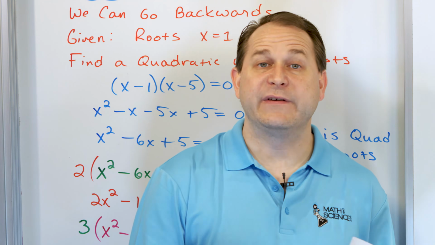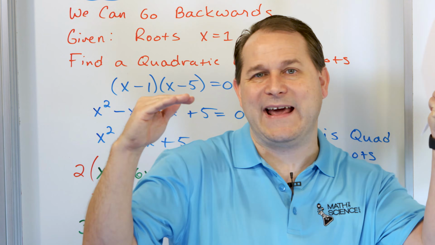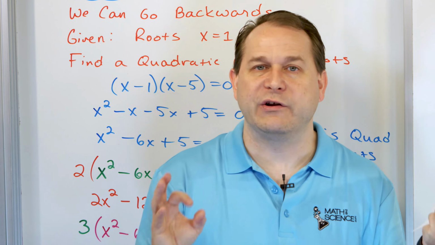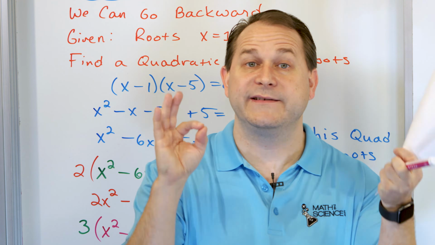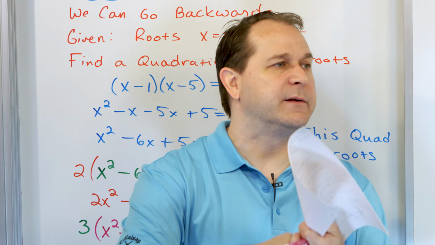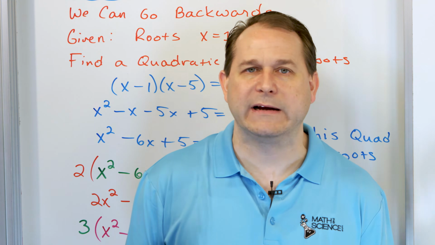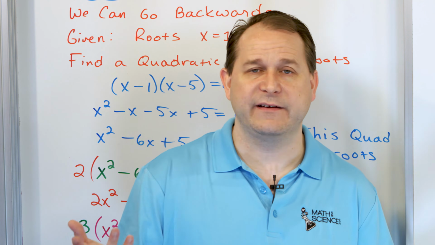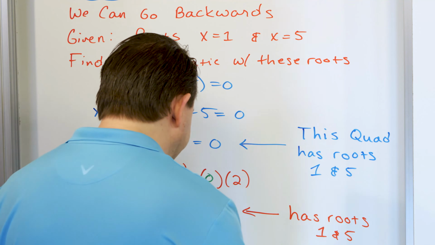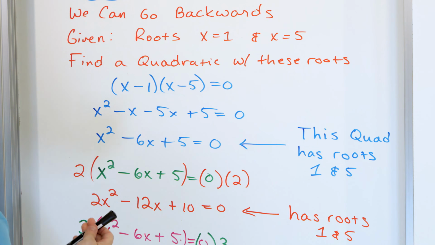That's why there's an infinite family of roots, because I can take an infinite family of quadratics that have the same roots. I can take the original one and multiply by anything I want, all the way up to as close to infinity as I want to get, and I'll get another quadratic that has the same roots.